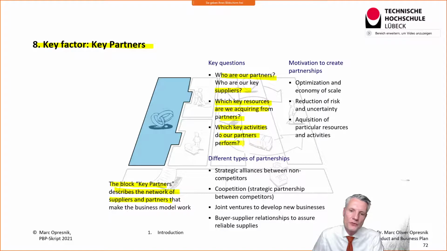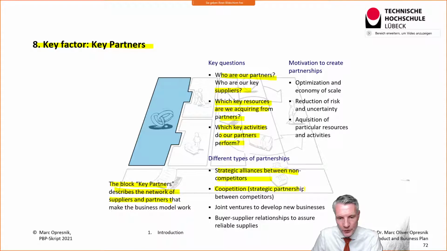And there are different types of partnership. One, strategic alliances between non-competitors could be one. So for example, there is a cooperation between Apple and Nike when it comes to fitness and having the Nike Run Club NRC app on the Apple Watch. And they even have specific Nike editions of Apple Watches, smartwatches.